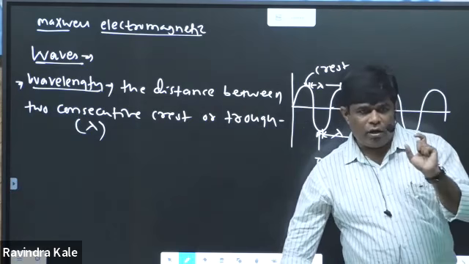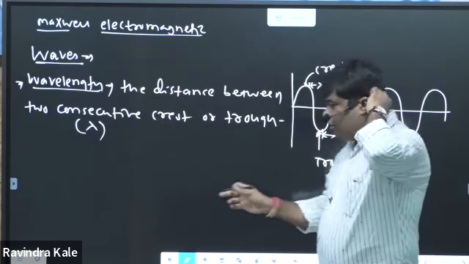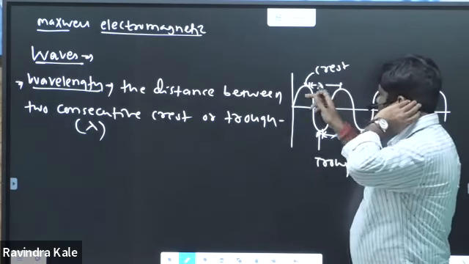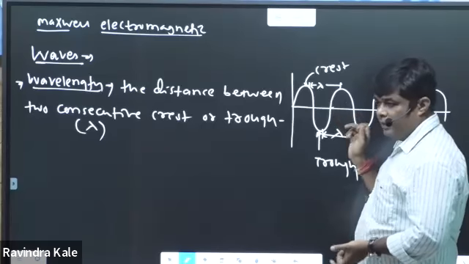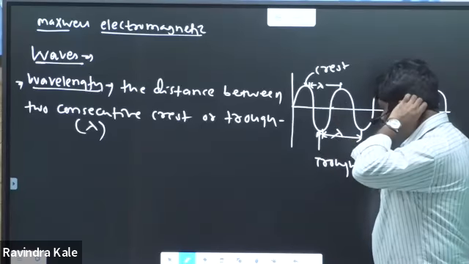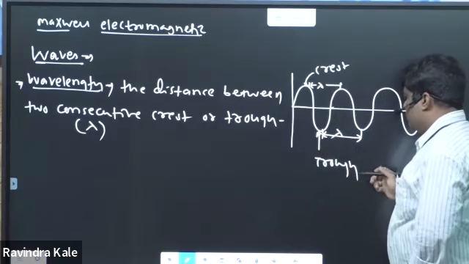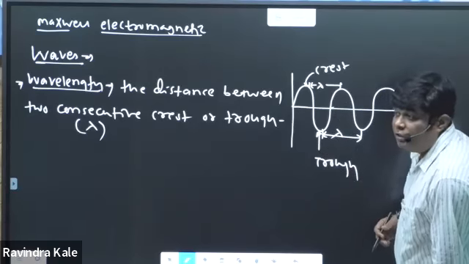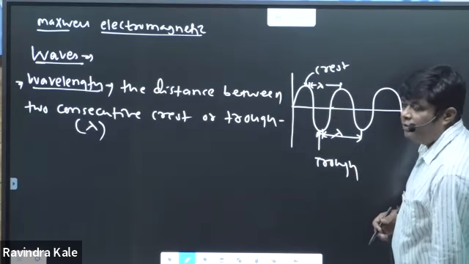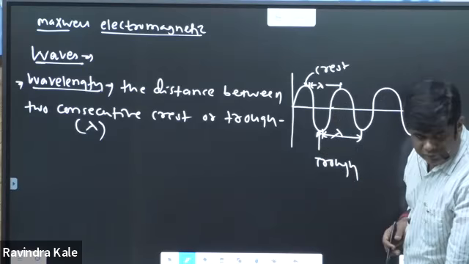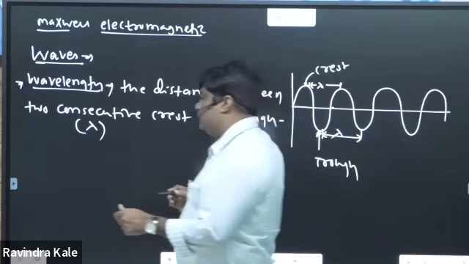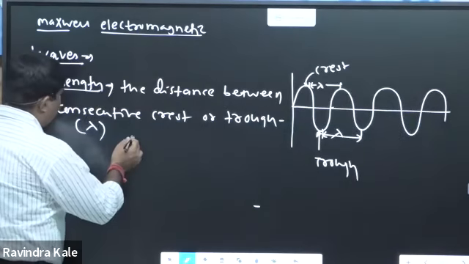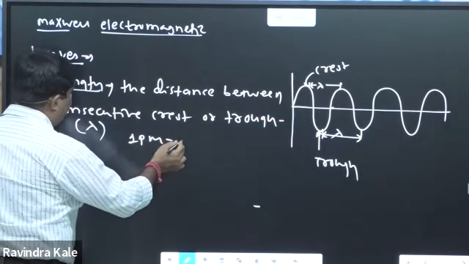कळतंय ना? Consecutive crest. This is a crest, it is also a crest. Distance between two consecutive crests is the wavelength. Distance between two consecutive troughs is also the wavelength. And wavelength is expressed in angstrom units. One angstrom unit is expressed in picometer. So you know that 1 picometer is equal to how many meters?